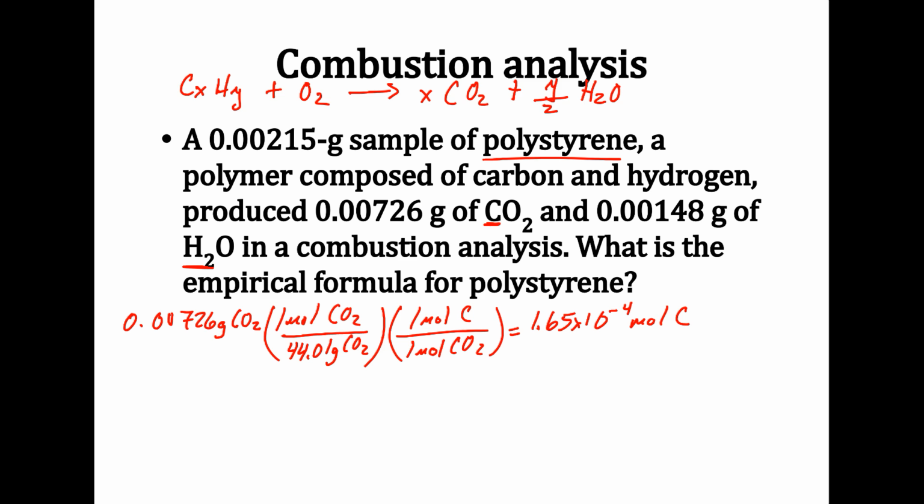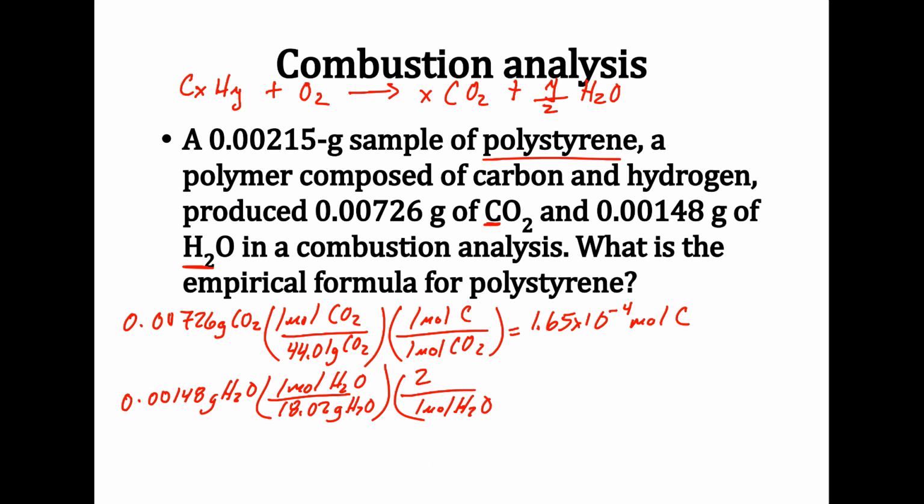We can also do a similar process for the water. So we start with 0.00148 grams of water, and we can convert that to moles. For every 1 mole of H2O, it's 18.02 grams of water. But now the mole-to-mole ratio is, for every 1 mole of H2O, there are 2 moles of hydrogen. Whenever we plug this in, we get 1.64 times 10 to the negative 4th moles of hydrogen.